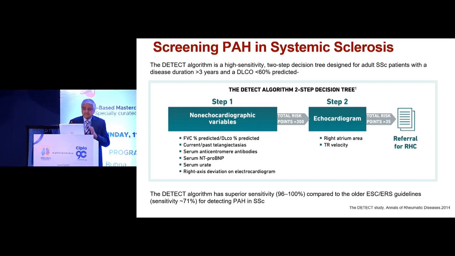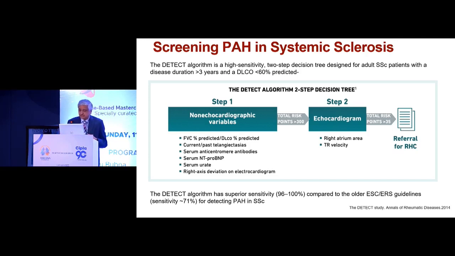Based on this, it gives a scoring system and tells you whether there is a high suspicion and whether you should do an echocardiography. In the echocardiography, you then look at the right atrial area and the TR velocity, and based on that scoring system, you then refer the patient for right heart catheterization. This makes it simpler for you to decide which patient to send for right heart catheterization, and it helps you do it in a more selective manner, because you will not send all patients for right heart catheterization, and that is not actually practical. We've been discussing since morning that it's very difficult to do that.